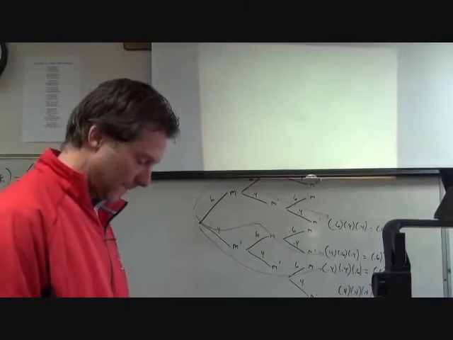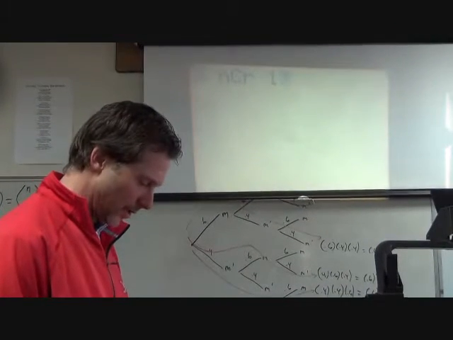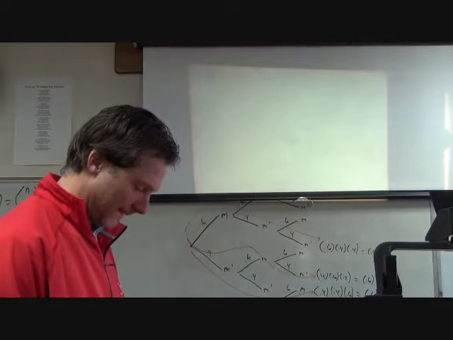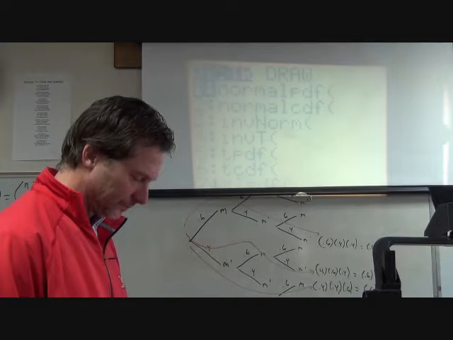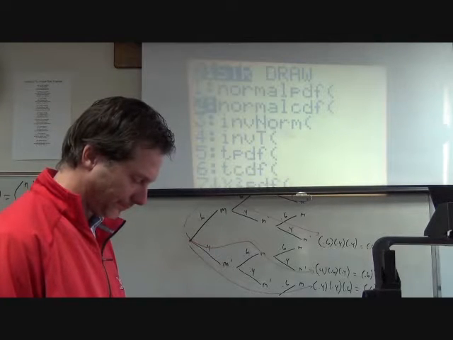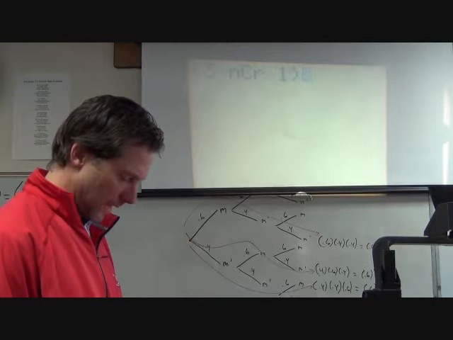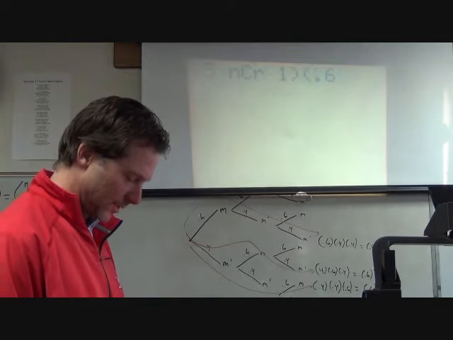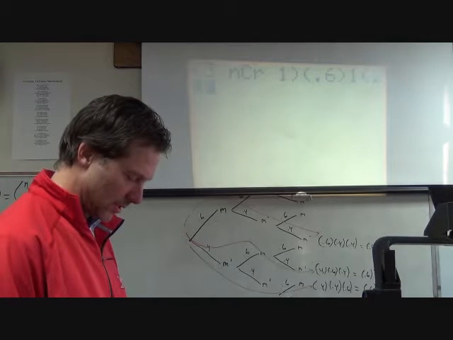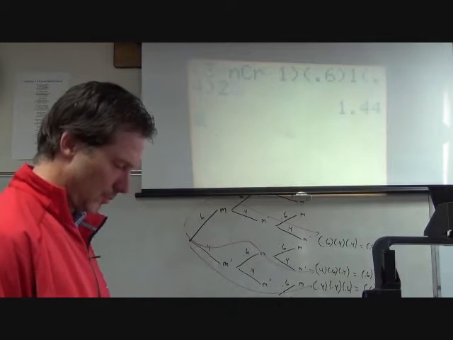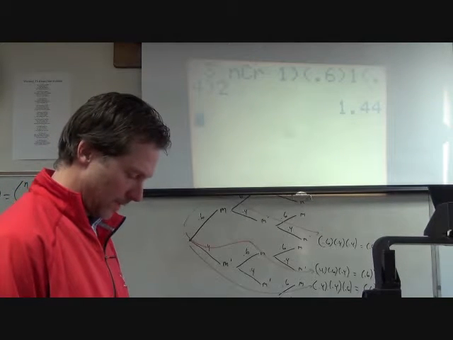So, 3 choose 1, and you know what? I better put parentheses around it. 3 choose 1, and then 0.6, and I want to make 1, and I need to miss 2. Oops, I gotta go up arrow, sorry. Try it again.